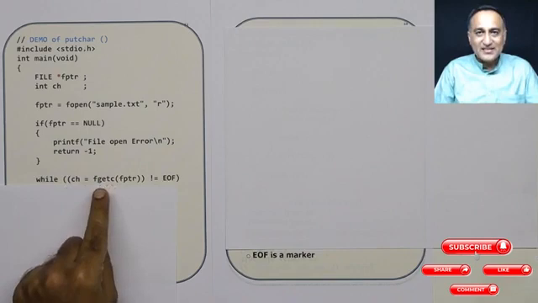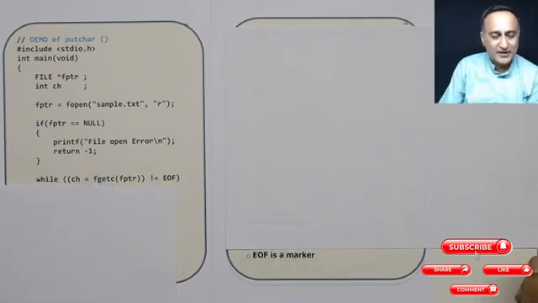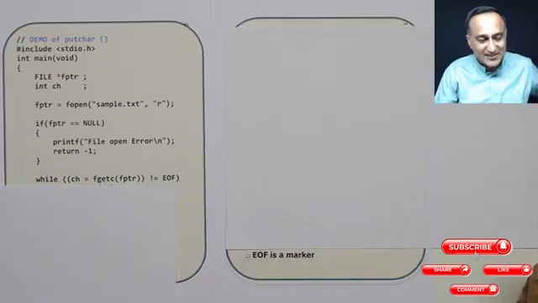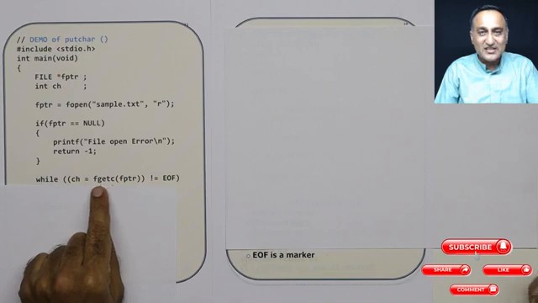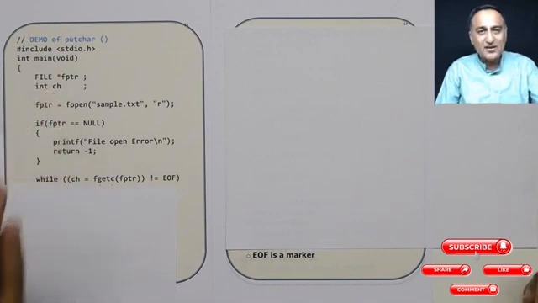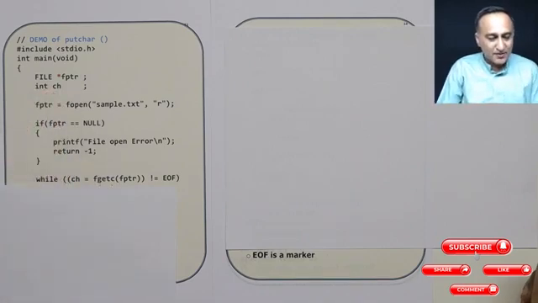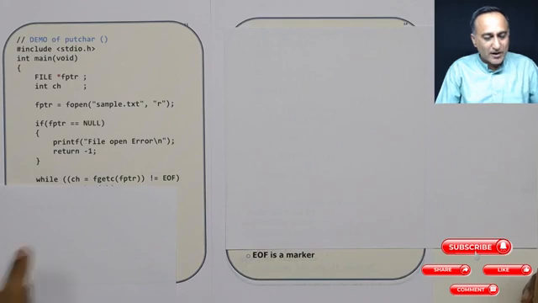Since it reads the character and returns the ASCII or integer value of it, that is why I have defined ch as an int. The return type of fgetc is integer. That's why fgetc's return value is assigned to ch, because ch happens to be an integer type of data. Okay, now it is important. As long as I have not reached the end of the file, the character which I read is copied into ch.